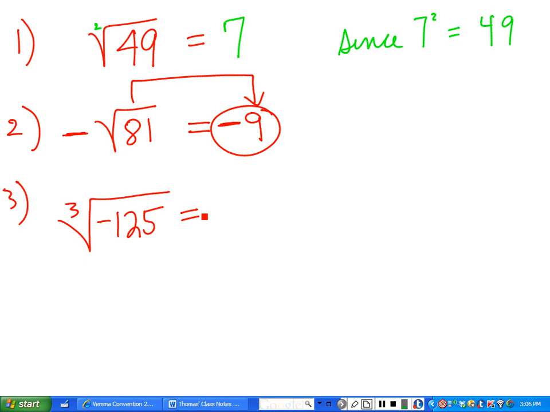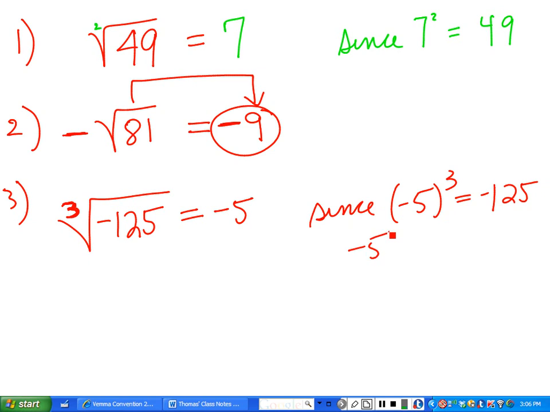So what do you think the answer is here? Since this is 3, that's an odd number. Yes, it's negative 5, since negative 5 cubed is negative 125. Negative 5 times negative 5 times negative 5 does give us negative 125. So we can definitely find the cube root of a negative number.